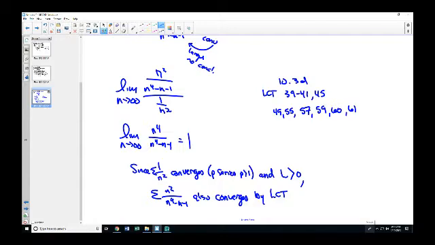So those are limit comparison tests. These are any tests. This is a very large jump. Okay?